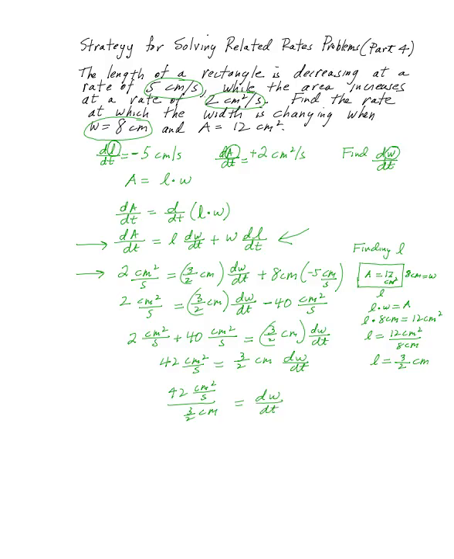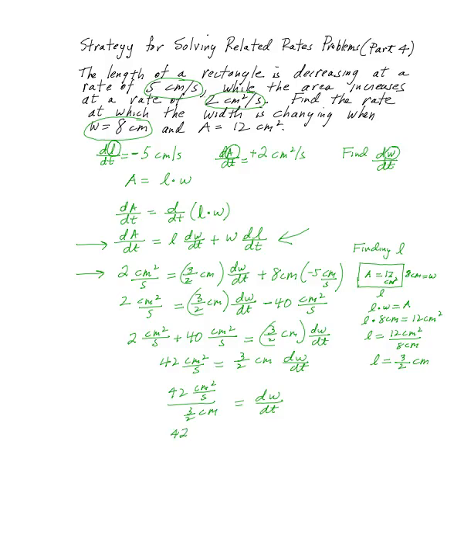Notice this is positive, right? And didn't we say that the answer had to be positive at the beginning? Because if your length is decreasing for a rectangle and your area is increasing, well, the width has to be increasing, right? So I would expect dW/dt to be positive. And sure enough, it is.